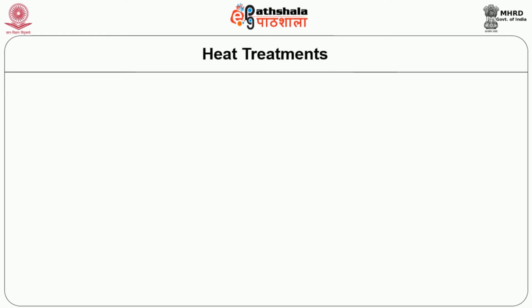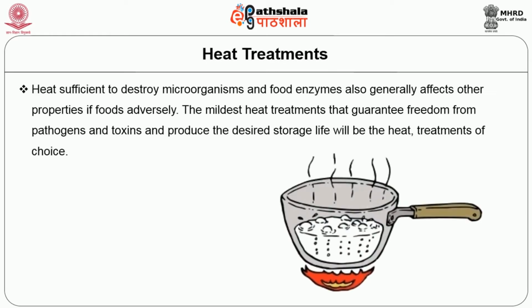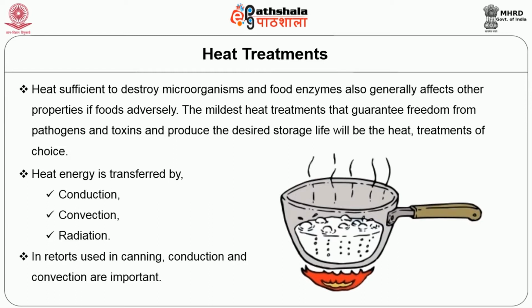Heat treatment. Heat sufficient to destroy the microorganisms and food enzymes also generally affects the other properties of foods. The mildest heat treatment that guarantees freedom from pathogens and toxins and produces a desired storage life will be the heat treatment of choice. Heat energy is transferred by conduction, convection and radiation. In retorts used in canning, conduction and convection are important.